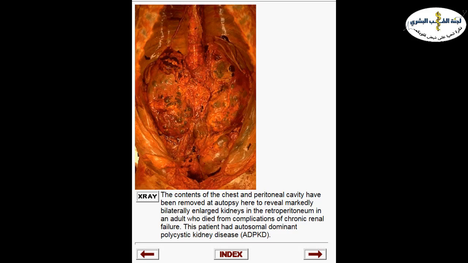And here we can see the bilateral enlargement of the kidneys. Actually, the average longitudinal axis of the kidney is around 6 centimeters, and here it's more than 15 to 20 centimeters. So their kidney is quite huge because it contains numerous large cysts filled with urine. And here we can see some of the cysts from the outer surface. It's actually a retroperitoneal organ, present beyond the peritoneal cavity.